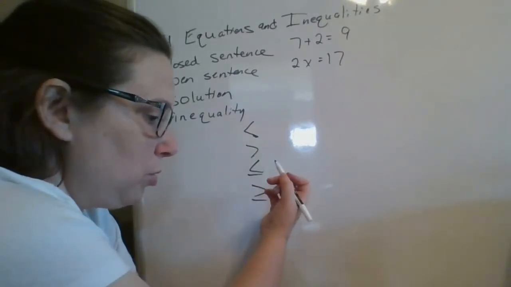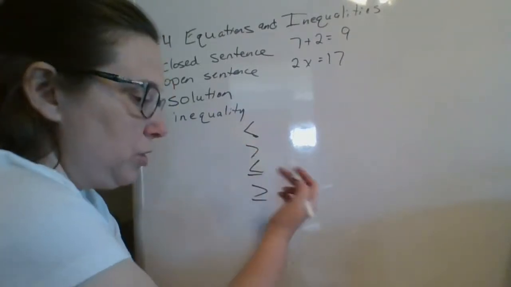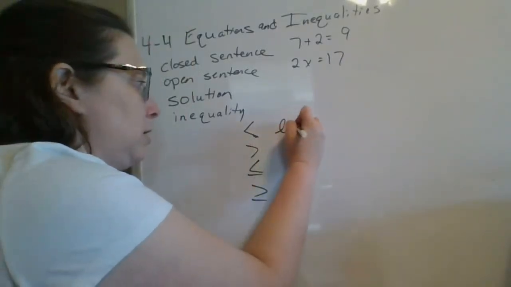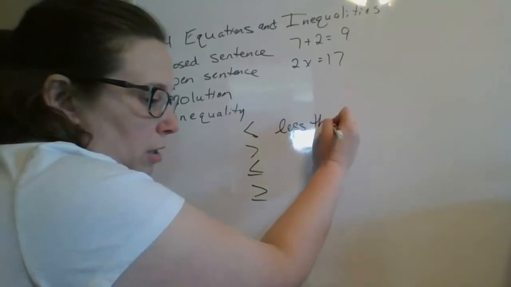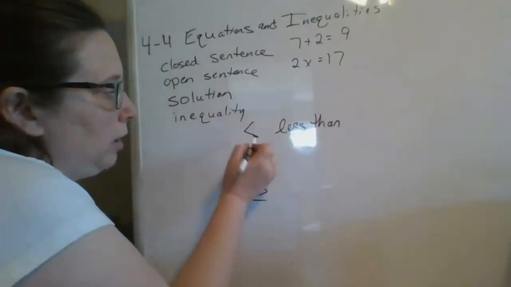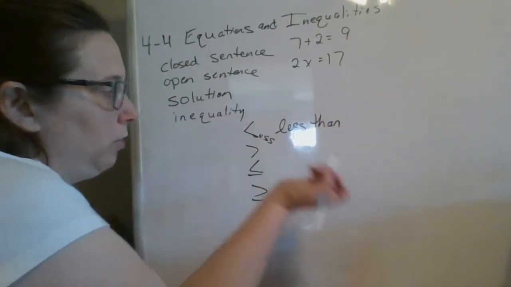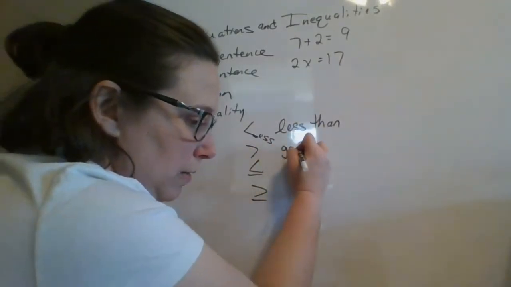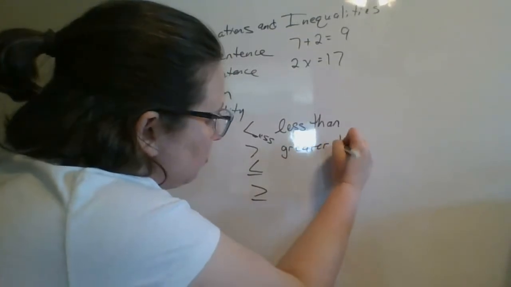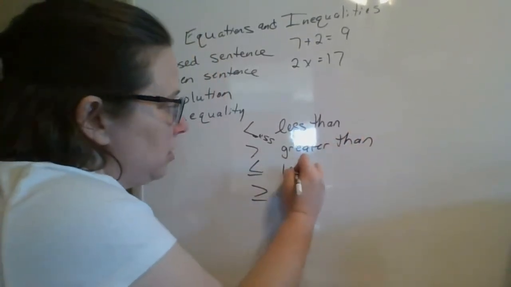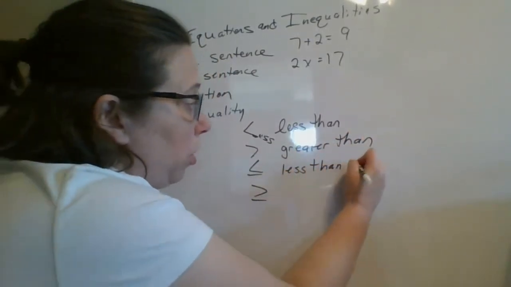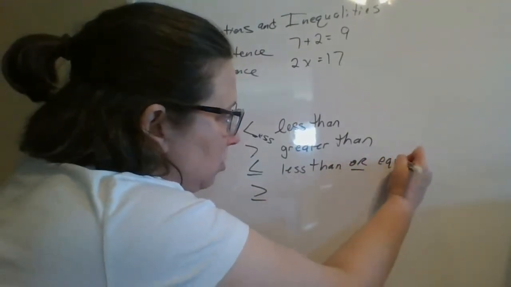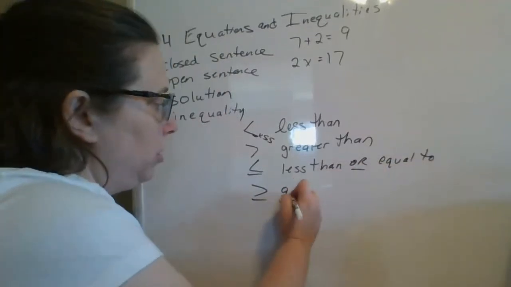I want you to make sure that you write this chart down that's on page 129. So this would be less than, and remember that you can make that less than sign into an L and write less. This one is greater than. And then of course less than or, so it's or, not and, less than or equal to, and greater than or equal to.